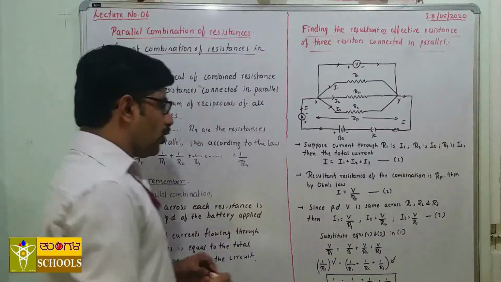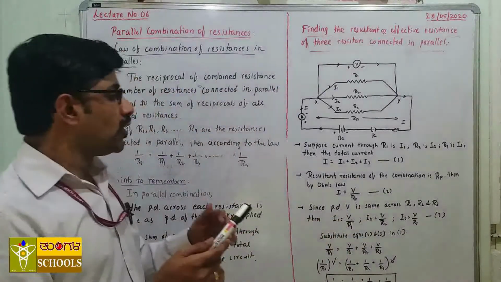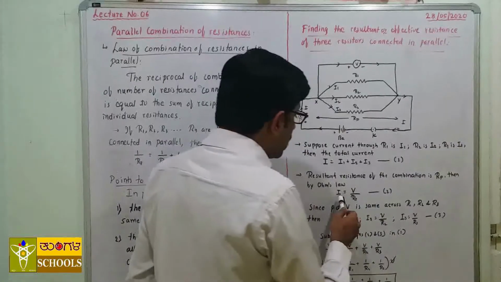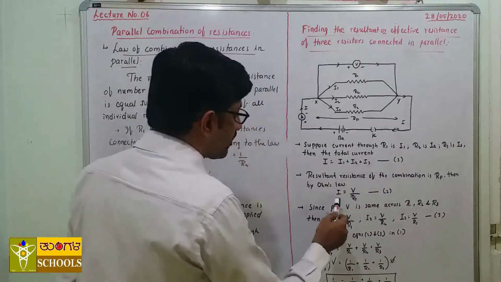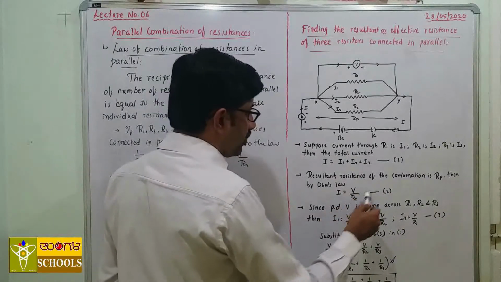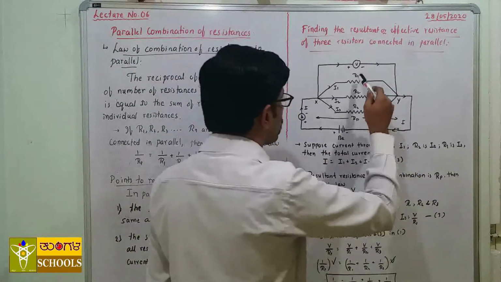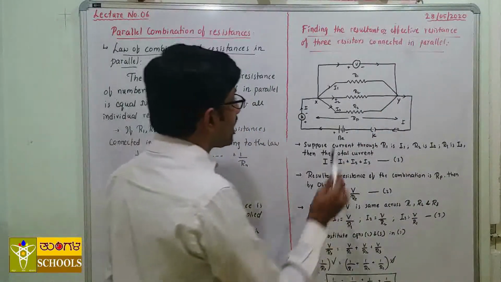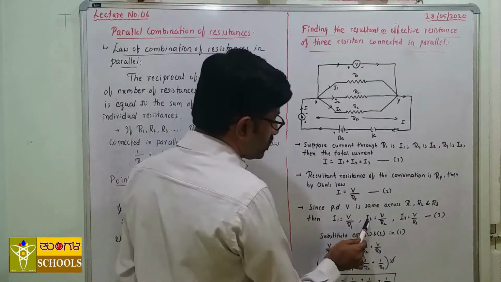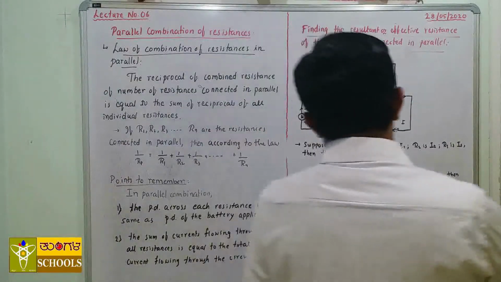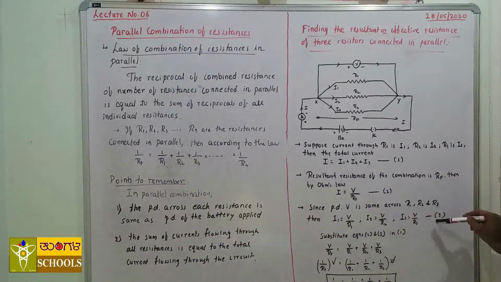Then by Ohm's law, R is equal to V by I. Therefore, I is equal to V by R, the subscript P being used for parallel. Therefore, I is equal to V by RP. Call this equation number 2. Since the potential difference V is the same across R1, R2, R3, the currents can be written as I1 equal to V by R1, I2 equal to V by R2, I3 equal to V by R3. Call this group equation number 3.